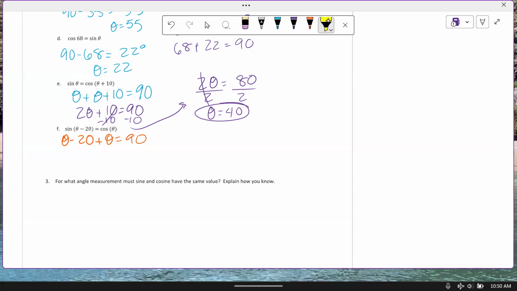Do the same exact thing. Combine our like terms. We have a theta and a theta, those are our like terms. So we're going to combine them and get 2 theta minus 20 equals 90. Add out our 20. We're going to bring our work over here and have 2 theta equals 110.